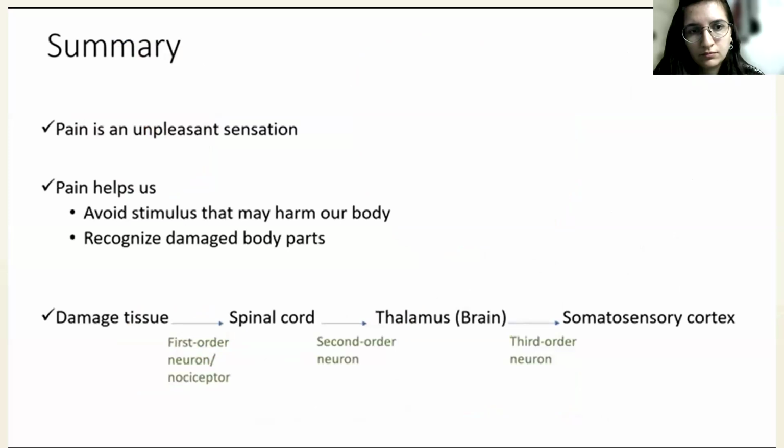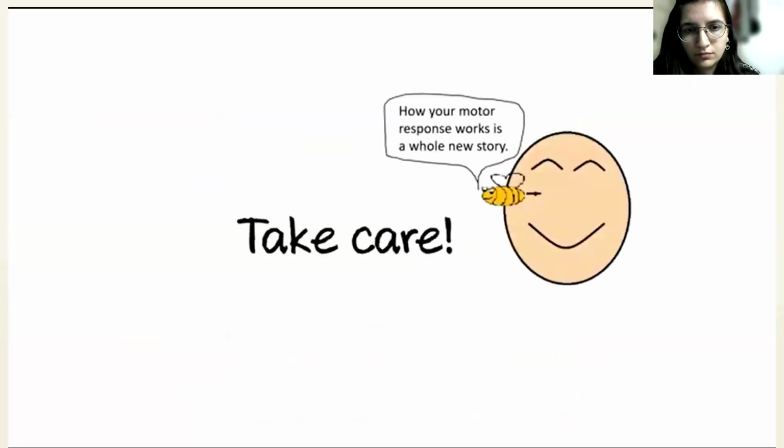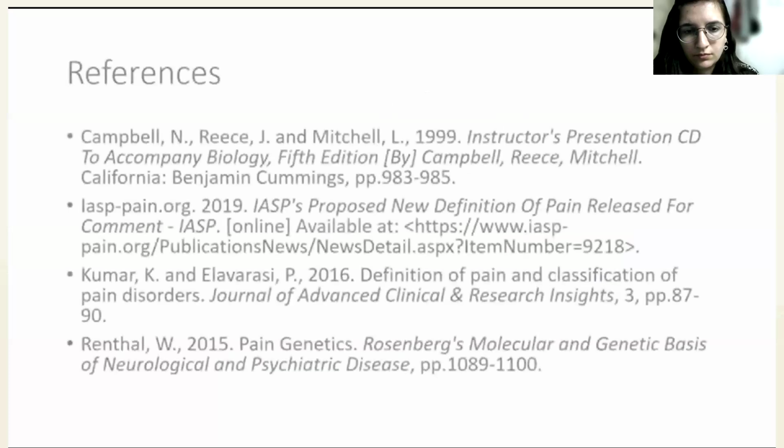So to summarize it all, although pain is an unpleasant sensation, it helps us avoid stimulus that may harm our body and recognize damaged body parts. Damaged tissues are detected by nociceptors, which then inform the second-order neuron in the spinal cord to inform the third-order neuron in the thalamus in the brain, and finally the somatosensory cortex, which processes the information and causes you to experience the sensation of pain in that specific body part. Thank you. That's it for our video.